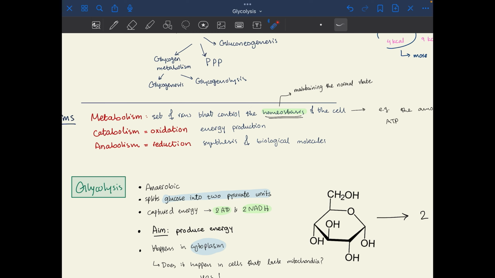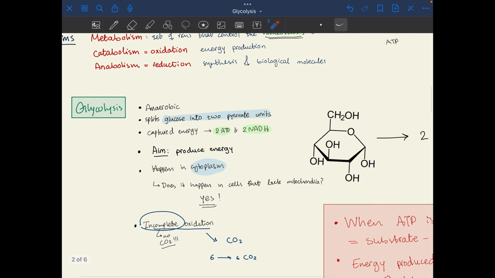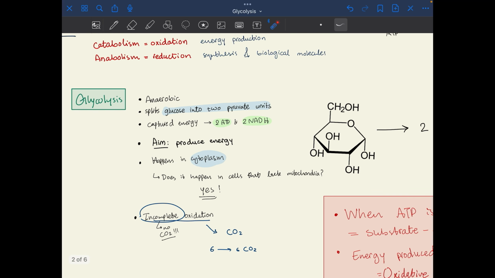So here we are mostly breaking molecules to get energy. Anabolism, which is reduction, basically means we are synthesizing molecules. We are investing more energy to get a molecule. Okay, now we are going to talk about glycolysis. Glycolysis is an anaerobic pathway that splits glucose into two pyruvate units. The captured energy is 2 ATP, 2 NADH.